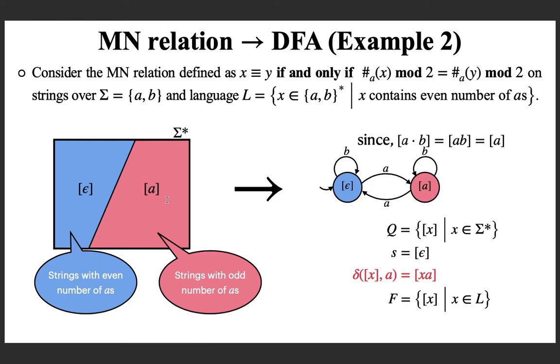So this is the machine you will get, and then which is the final state? It is the equivalence class representing strings in the language, that is, strings that contain an even number of A's. So which is that state? Even number of A's is the equivalence class for epsilon. So this is going to be the final state. So that is the second example.